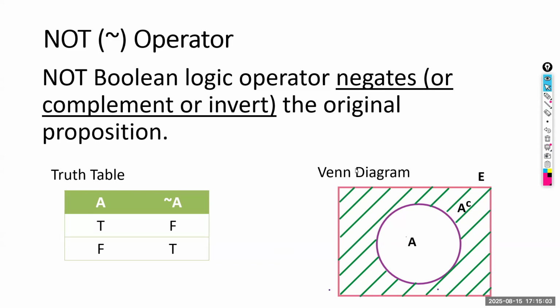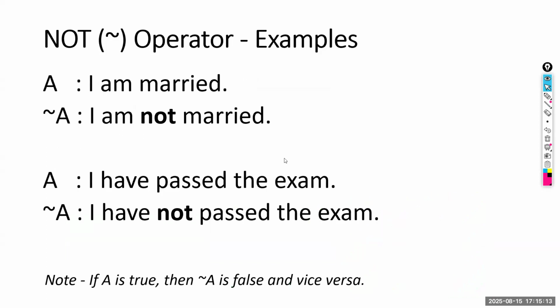Now I will speed up, right? Because now we have discussed what is logic and so on. Now I'm going to speed up. So this is an example. I am married. If it is false, I am not married. It is true. If it is true, I am not married. It is false. Okay.